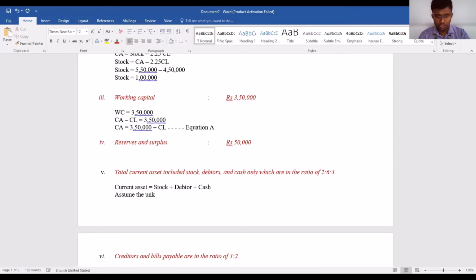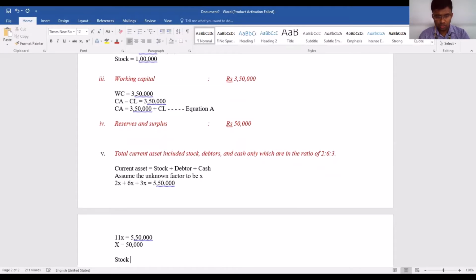Since we have a proportion, what we know is 2x plus 6x plus 3x is equal to 5,50,000, or 11x is equal to 5,50,000, or x is equal to 50,000.